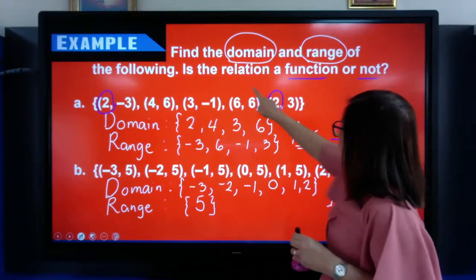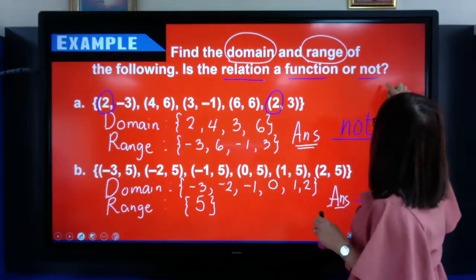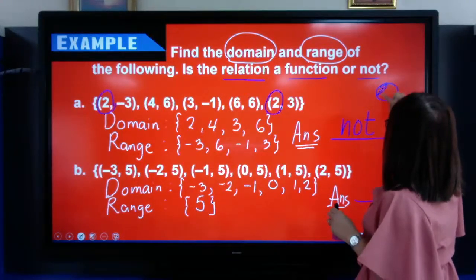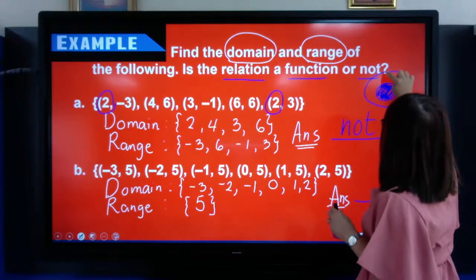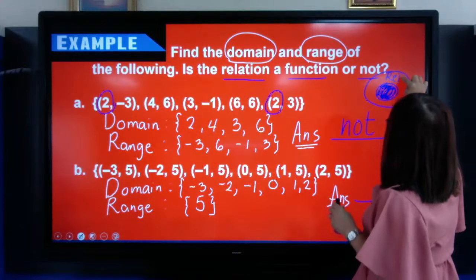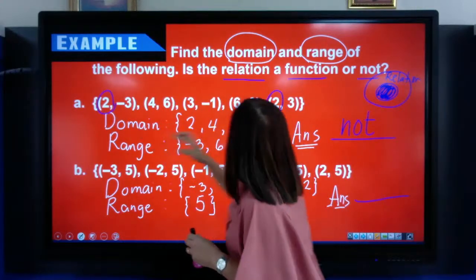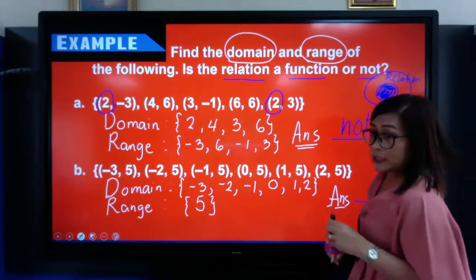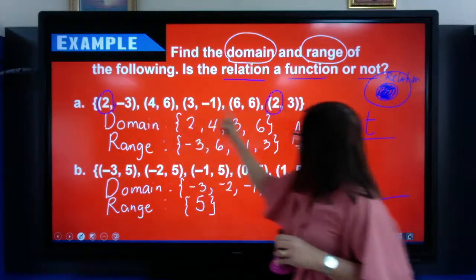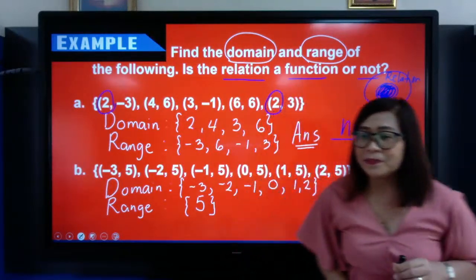If it is not a function, it's just a relation. Remember, this is the function, and this is the relation. So number 1, letter A, it is just a relation. It's not a function because 2 is repeated. Okay, how about letter B? Ready? Answer.